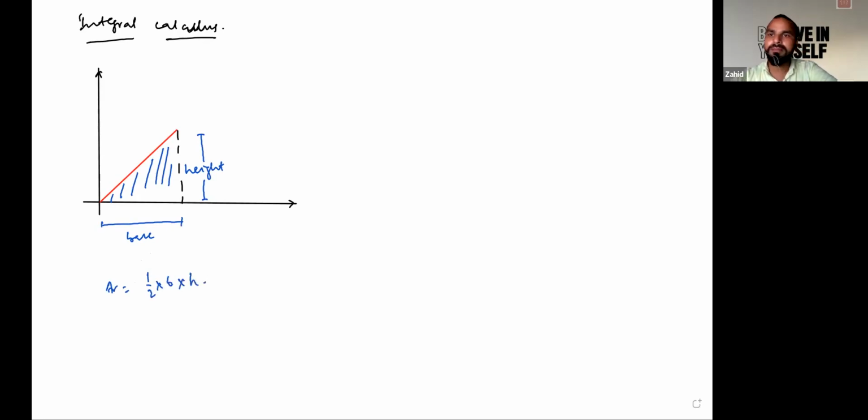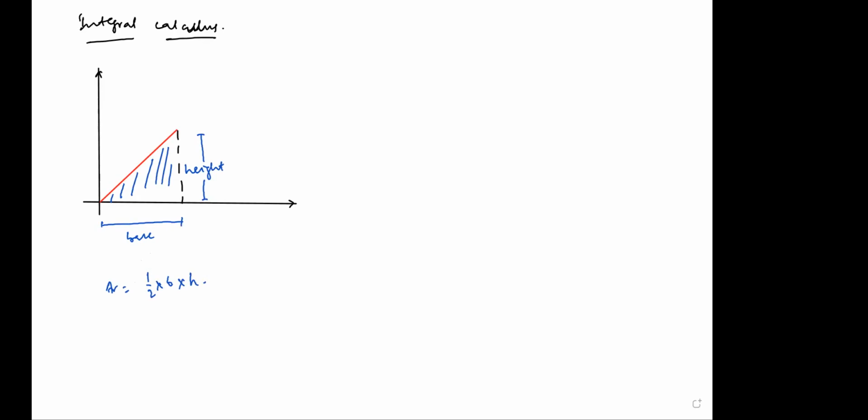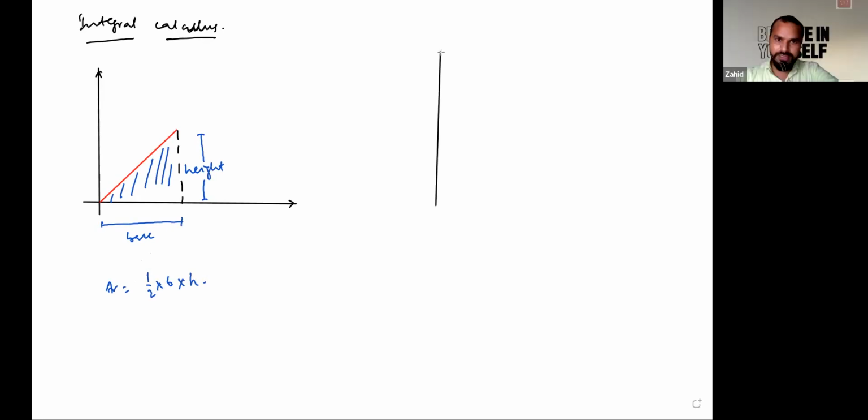Okay, very simple. Yes, sir. But if there is a curve like this, and they ask you to find the area of this curve from one end to the other end, how are you able to define or calculate the area inscribed in this curve?